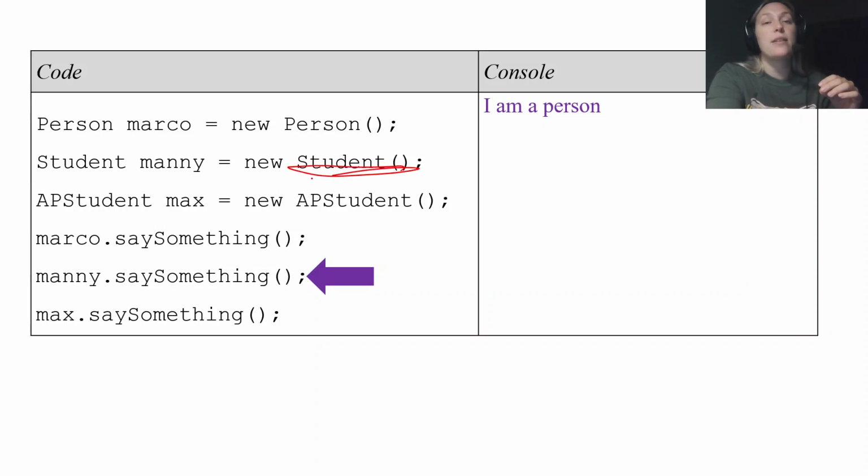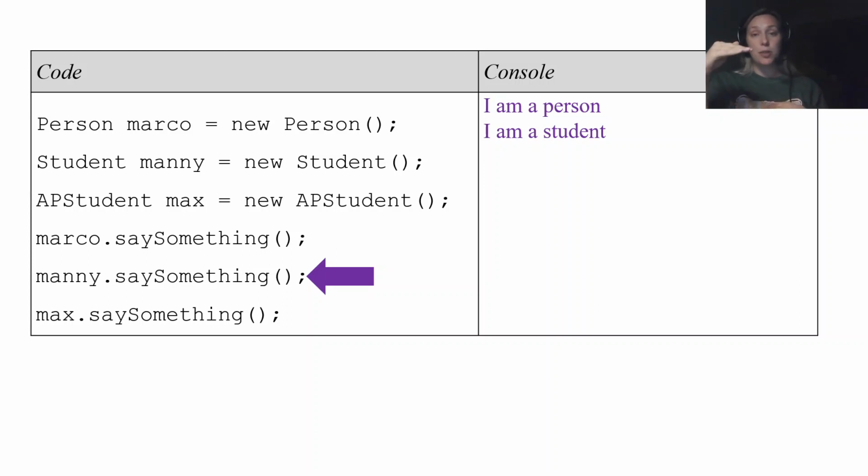Same thing with Manny.say something. Manny is a student. So Manny is created as a student. So at runtime, it's going to say, okay, I'm going to go to the student class. In student, I'm going to look for the say something method. And it's going to find the say something method, and I am a student gets printed.